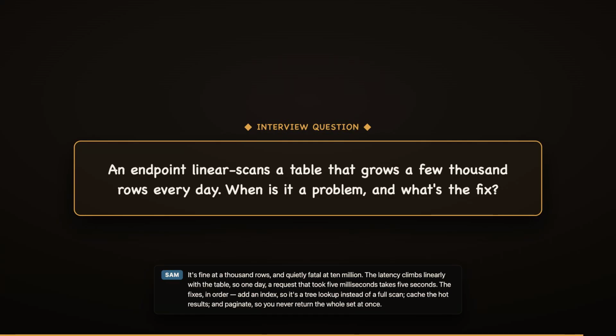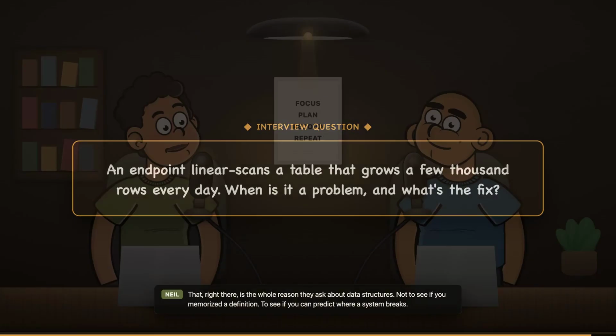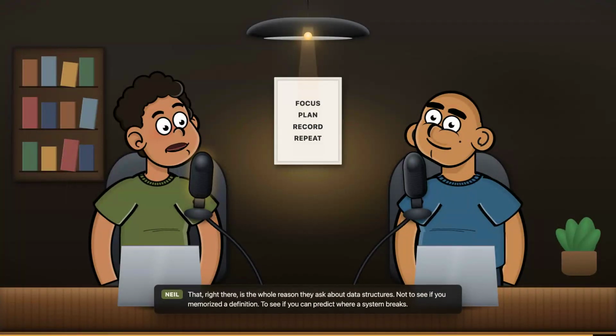The fixes, in order: add an index so it's a tree lookup instead of a full scan, cache the hot results, and paginate so you never return the whole set at once. That, right there, is the whole reason they ask about data structures. Not to see if you memorized a definition, to see if you can predict where a system breaks.